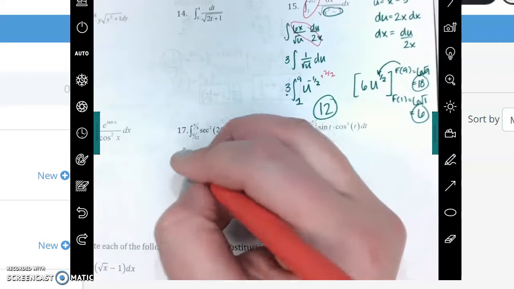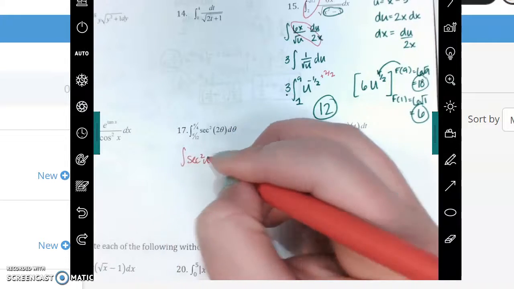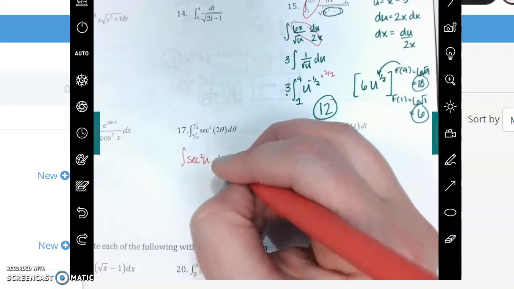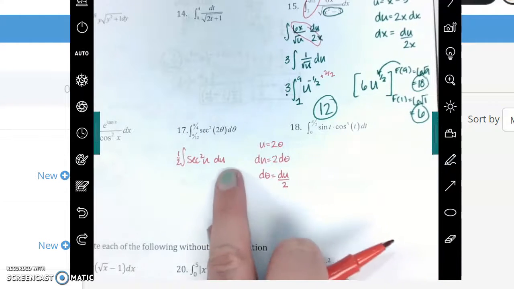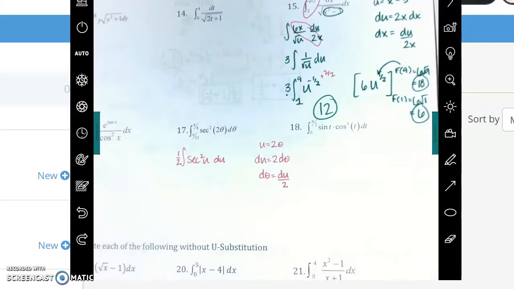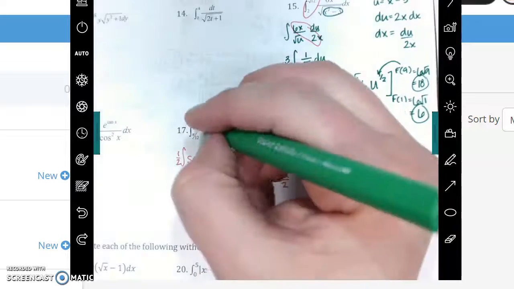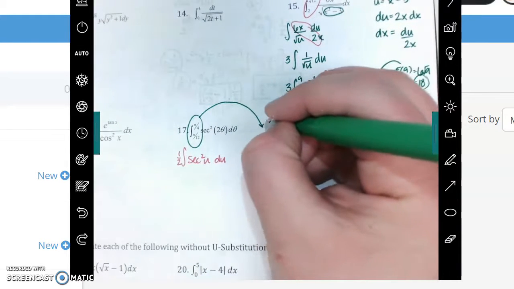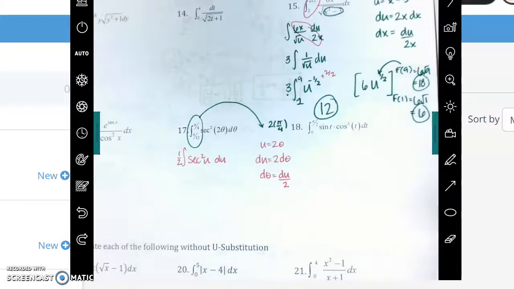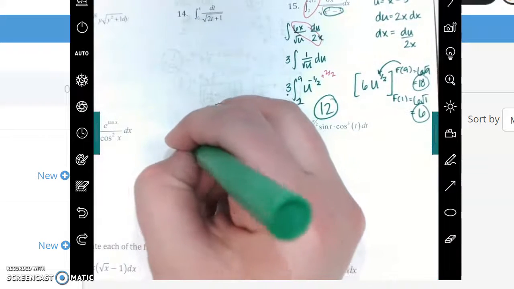Integral, I have secant squared u. And then du over 2. I'm just going to put the half in the front. Okay, I know my du is over 2. Well, then let me just put it there. And then my endpoints, how do I find them? I take the endpoints and plug them into u, which is 2 theta. So if I plug pi fourths, I have 2 times pi fourths. What's that? Pi halves on top.